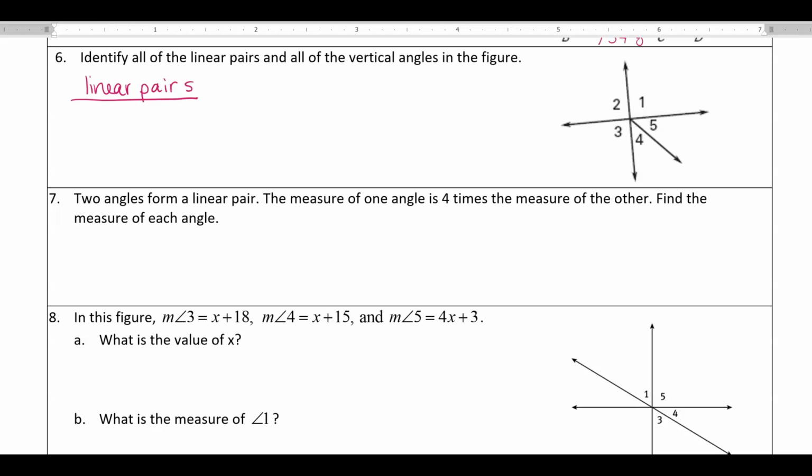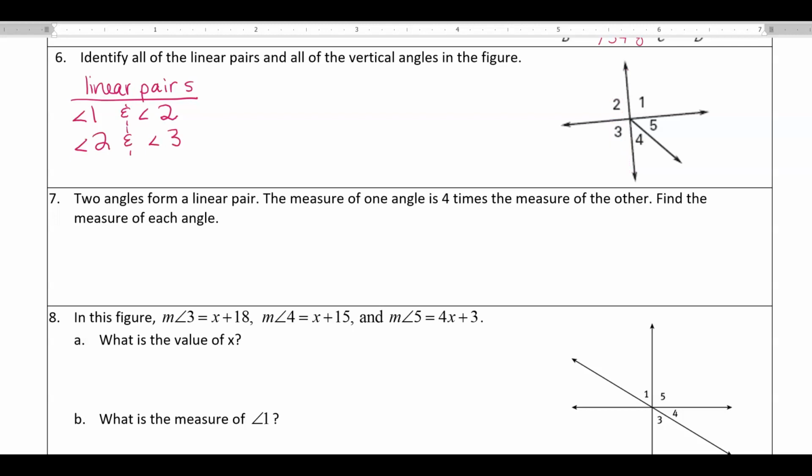So the first ones that I see here, I do see this line right here. So I'm going to say that 1 and 2 form a linear pair. So angle 1 and angle 2. Now readjusting, I'm going to look this way, and I see that 2 and 3 also form a linear pair because they are on opposite rays and they touch.